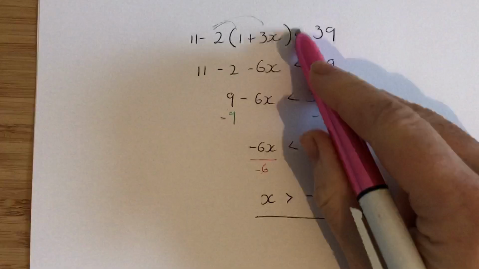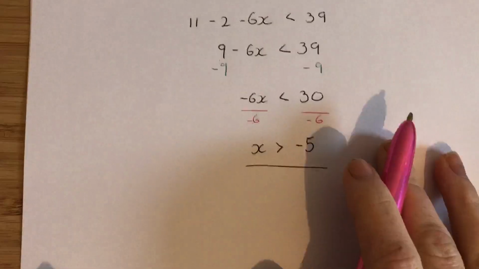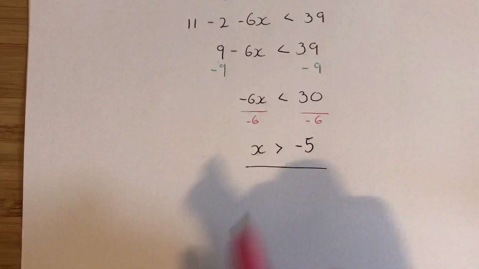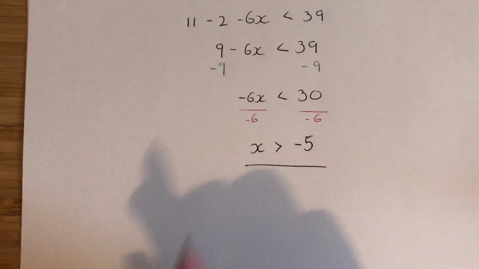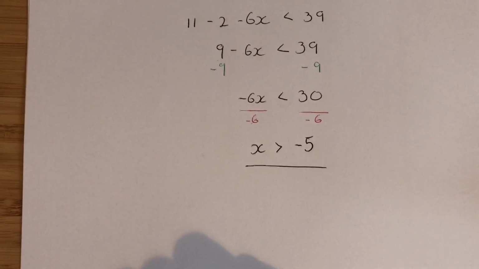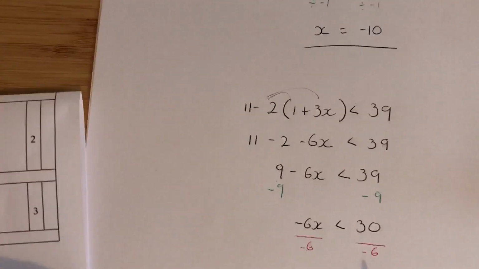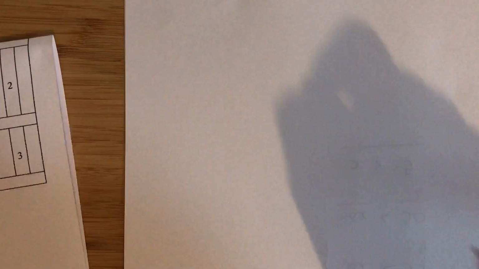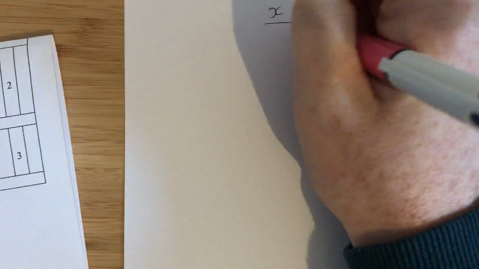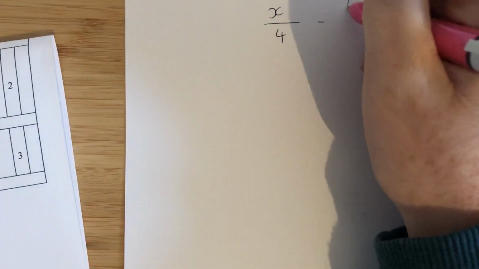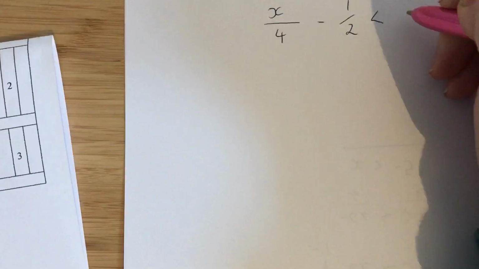Just notice I started with an inequality, I finished with an inequality. Just don't be tempted to change it to an equals as a final answer. It still has to be a range, an inequality. Right, we're going to look at another type of inequality or equation that we might find, one with a fraction in it. It's taken from the 2007 paper. So x over 4 minus a half is less than 5.